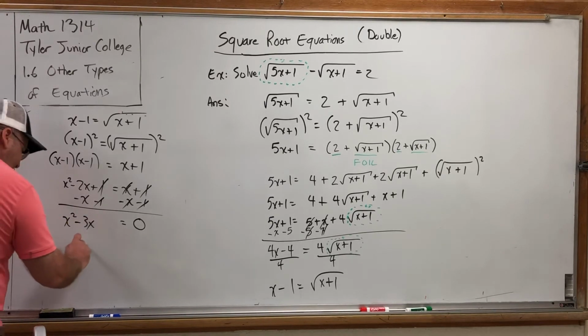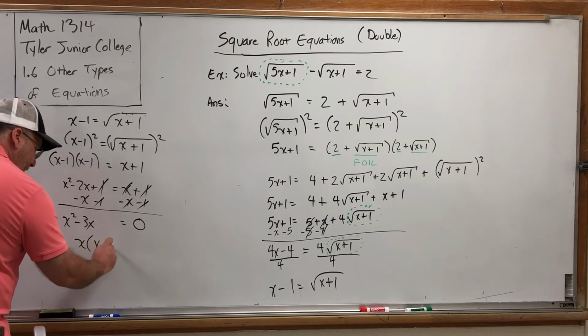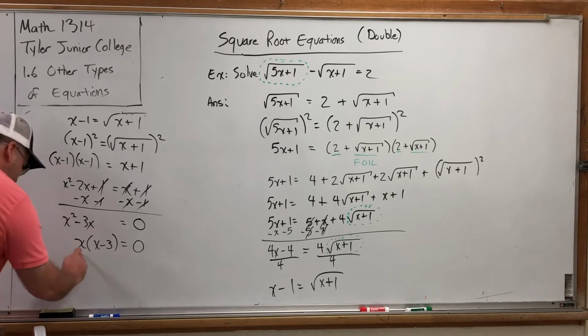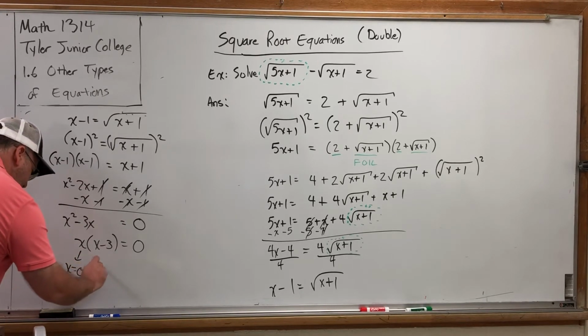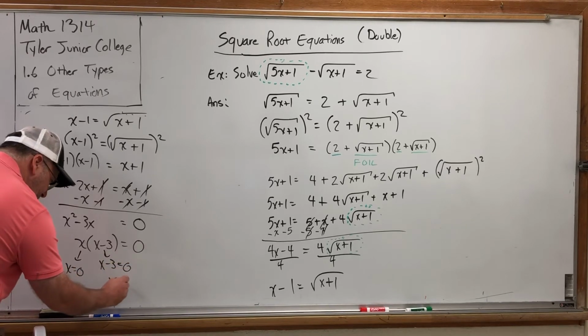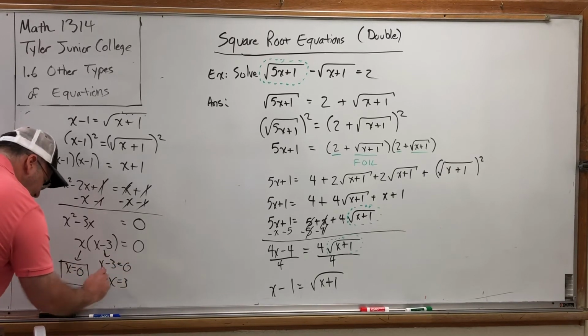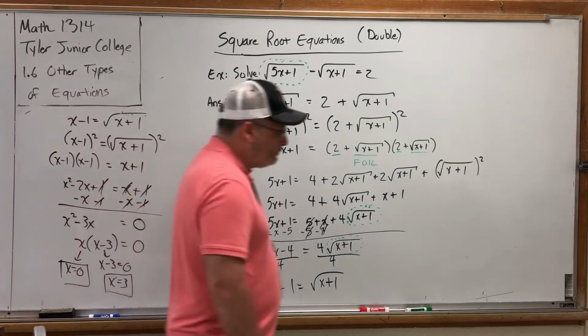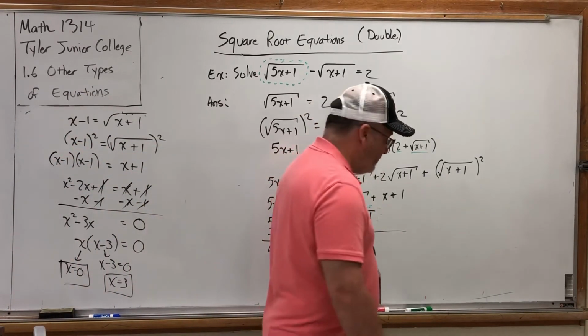These two terms have x in common. So factor out an x, and that leaves an x minus 3. Set each factor equal to 0. And solve. So we seem to have two solutions. x is 0 and x is 3.